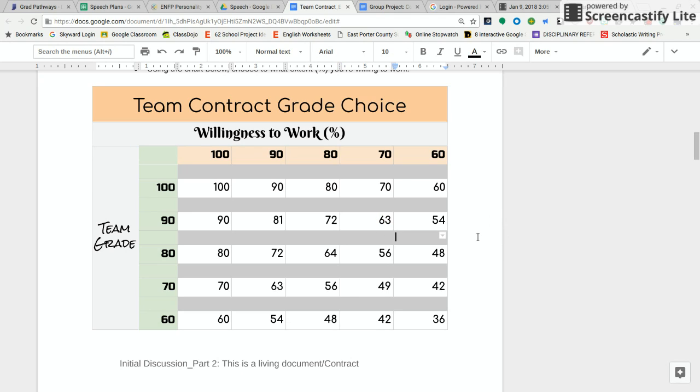So I hope this chart has been helpful to you. Let me know if you have any questions as you figure out your willingness to work.